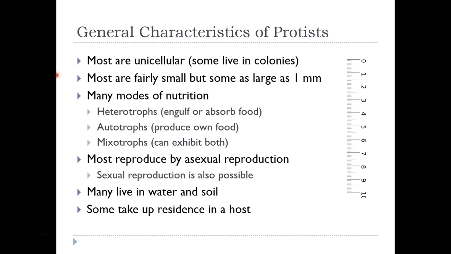Most protists live in the water and the soil. Again, if they're single cell, they probably need a good amount of moisture in order to survive. Some of them find a host and live in a host. Sometimes they can live in a host without causing any problems. If they do cause problems, then they are pathogenic, which means they cause disease.